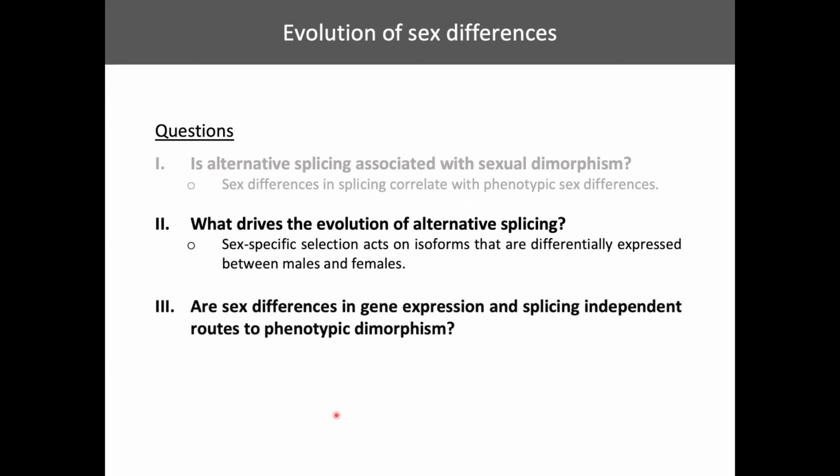expression and splicing independent routes to phenotypic sexual dimorphism? And we looked at this because it tells us about the transcriptional architecture of sexual dimorphism. So for example, is each mechanism equally as important? Do they work together, or do they play distinct roles?